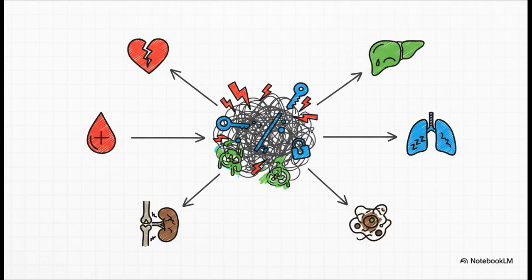And here are the long-term consequences. Look at this list. Every single one of these major health problems, heart disease, type 2 diabetes, even certain cancers and fatty liver disease, you can draw a straight line from them right back to that cascade of inflammation, insulin resistance, and lipotoxicity we just walked through.